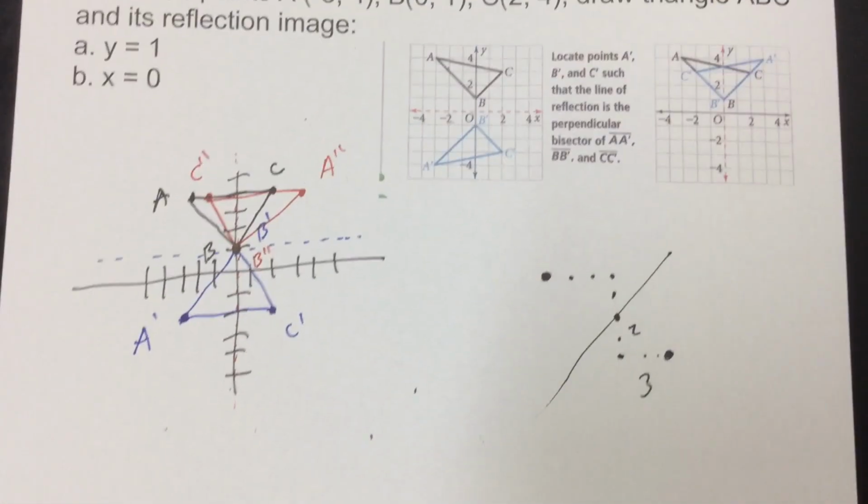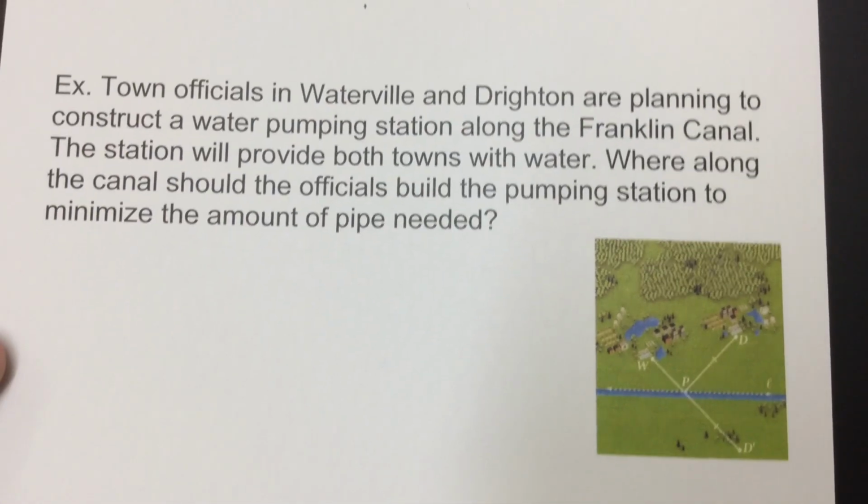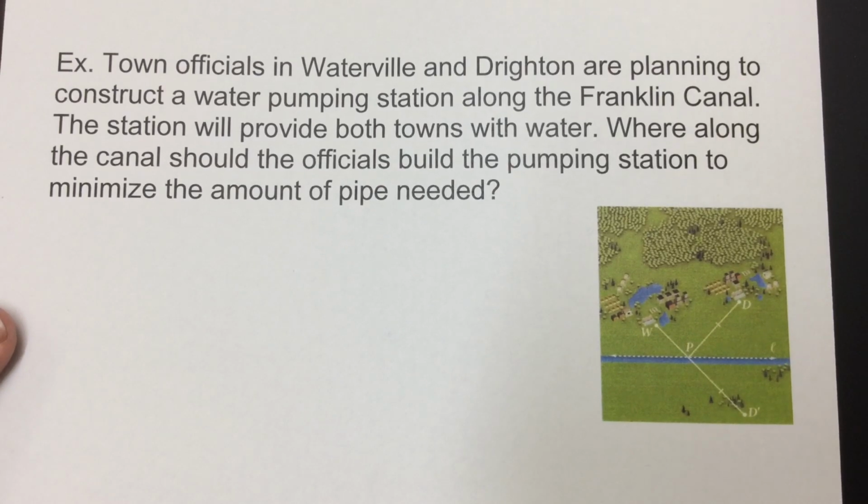Okay. Now, town officials here at Waterville and Dryden are planning to construct a water tower pumping station along the Franklin Canal. The station will provide both towns with water. Where along the canal should the officials put the pumping station to minimize the amount of pipe needed? So, obviously, a straight line is going to be the shortest distance. If you dilly-dally around, you're adding distance to your route. So, making a straight line is going to be the best route here.